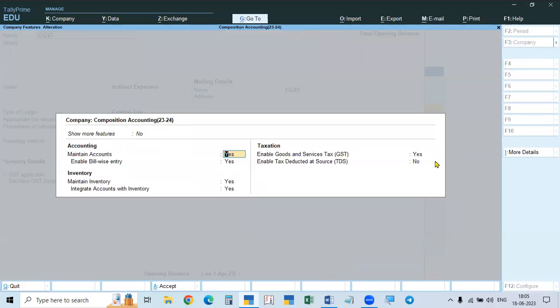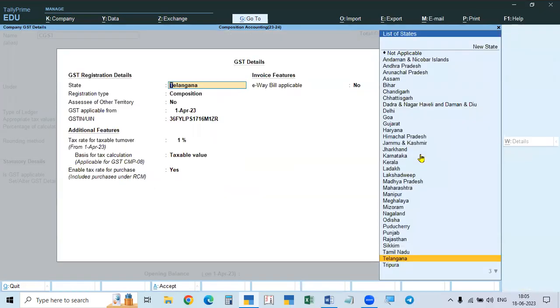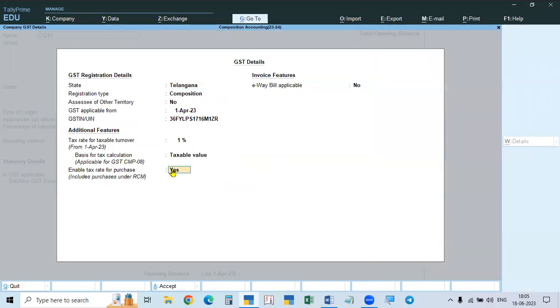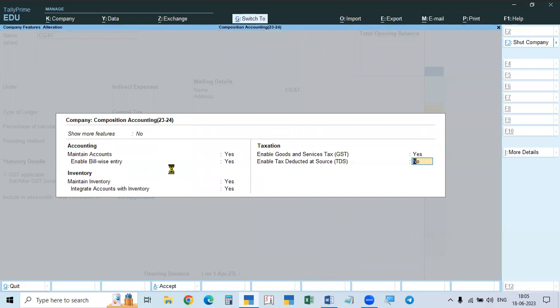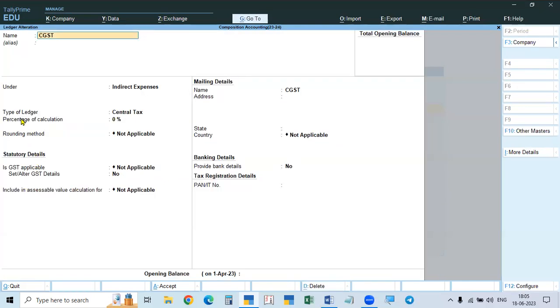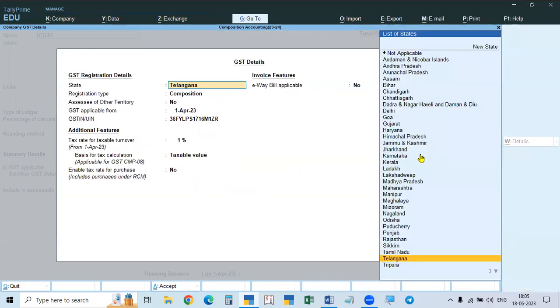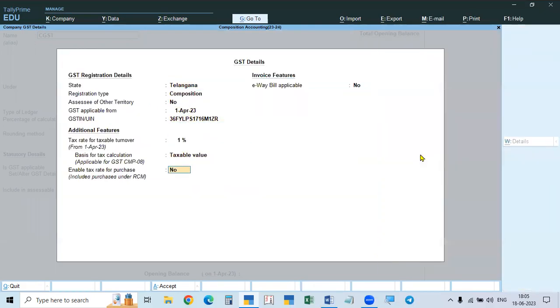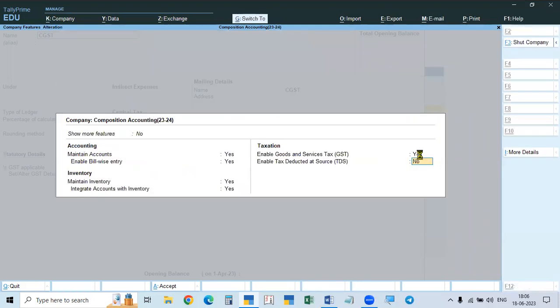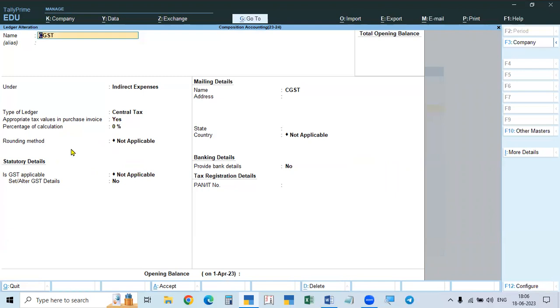Otherwise, see F11, if you give it no there, then this option will not be available here. So it is better you take it as yes. But I will show you both. So here, you give it as yes. Okay, if you give it as yes and accept, that voucher option will be available here. So it will be yes.